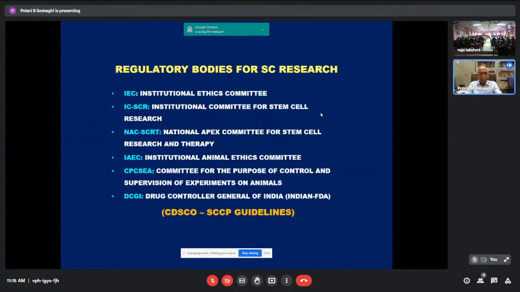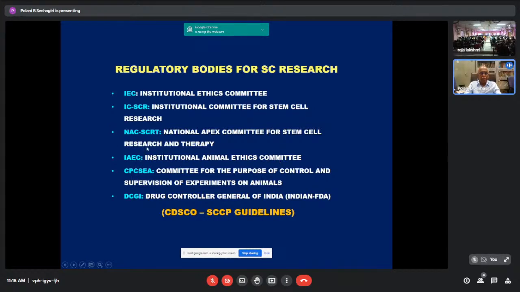I will not go into more. These are some of the regulatory bodies that we all should be aware of. At the institute level, you need to have an institutional ethics committee, and if you want to do anything with humans, it needs to go through the institutional ethics committee. Anything to do experimentally with stem cells, you need to go to the institutional committee for stem cell research. Anything to do with animals, you need to have an institutional animal ethics committee.